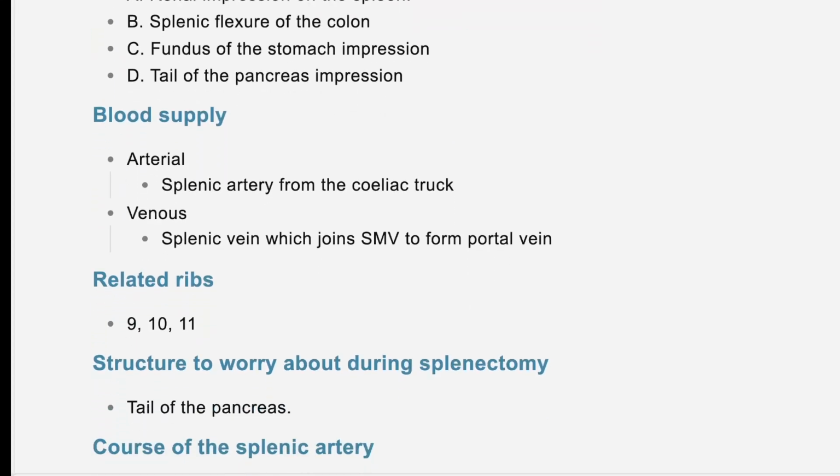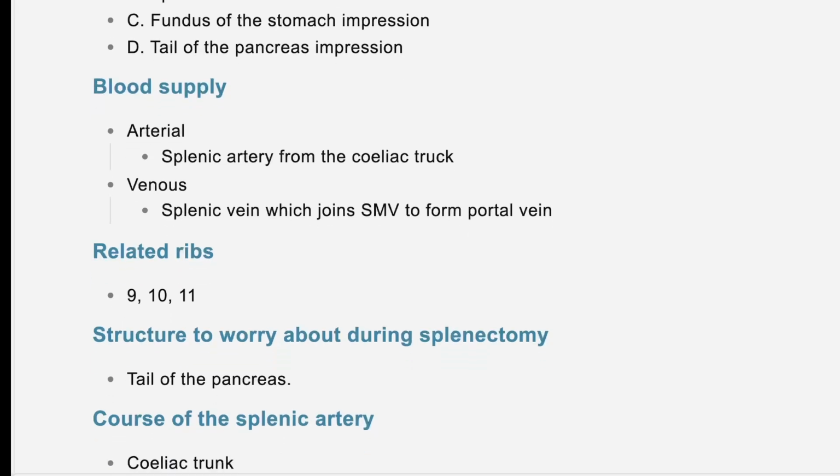Course of the splenic artery: it's a branch from the celiac trunk, and it will take a tortuous course just behind the stomach and on the upper border of the pancreas, and it will give blood supply to the pancreas as well, and then will enter the lienorenal ligament and then into the hilum of the spleen, and it will give multiple terminal branches, around 4 branches in the spleen, and will give the short gastric and the left gastro-omental artery as well.